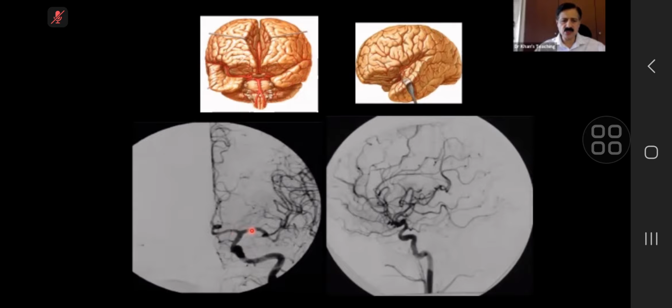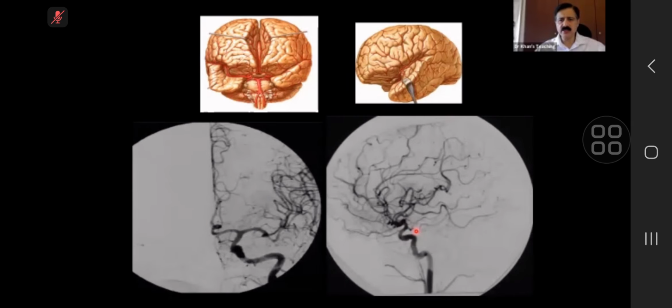Now, if you trace, the MCA has got 4 portions. I'm not going to teach you in detail. This is known as the M1 segment, the horizontal segment, then M2, M3 and M4 here. And the ACA has got this A1 and then the A2. So this is the AP view, and this is the lateral view. And this is the cavernous portion where I am pointing out. This is the supraclinoid. This artery is very critical for you. This is the PCOM, the posterior communicating.